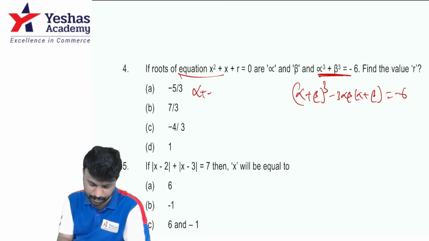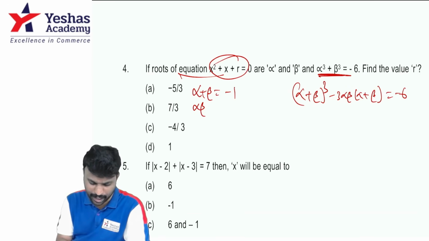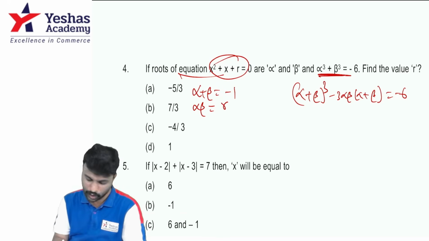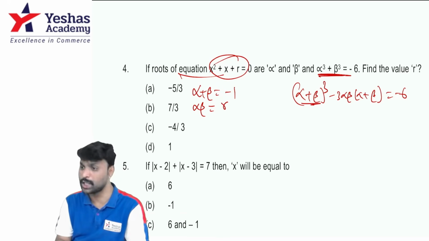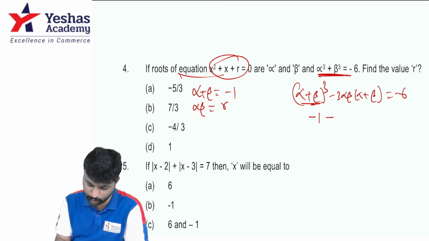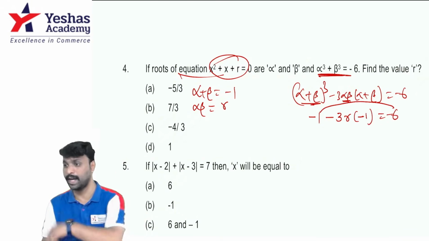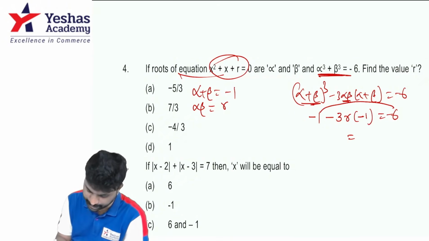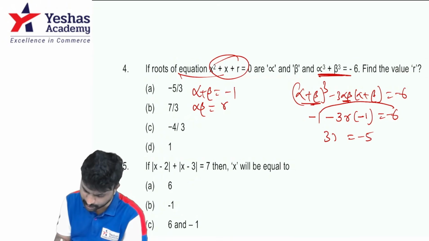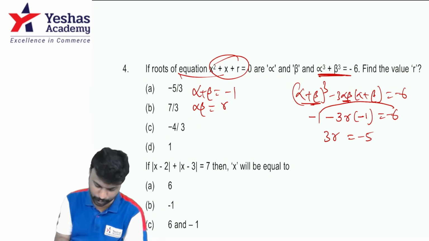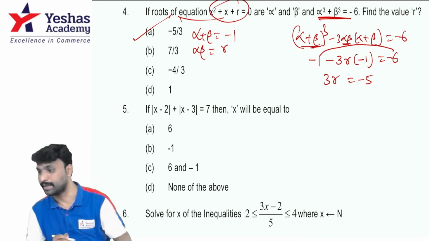So what is alpha plus beta? The sum of the roots, it's minus b by a, so it's -1. What is the product of the roots? Alpha into beta, it is c by a, it is r by 1, which is nothing but r. So alpha plus beta whole cube is -1 the whole cube, which is nothing but -1 only. 3 into alpha into beta is r, and alpha plus beta is -1, that is equal to -6. If this -1 is sent to the other side, it becomes +1. So -6 plus 1 is -5. So 3r is equal to -5, r is equal to -5 by 3. Option A is the right answer.